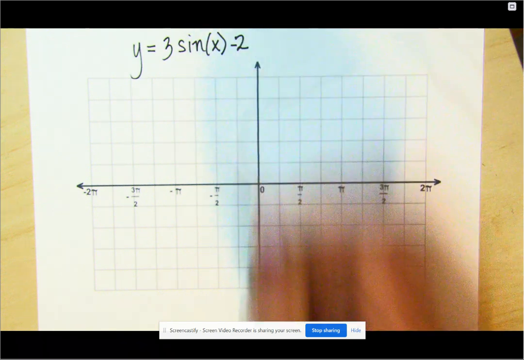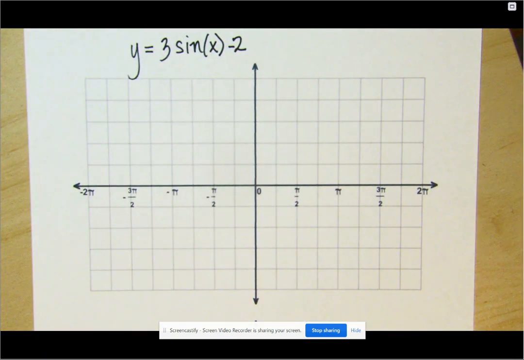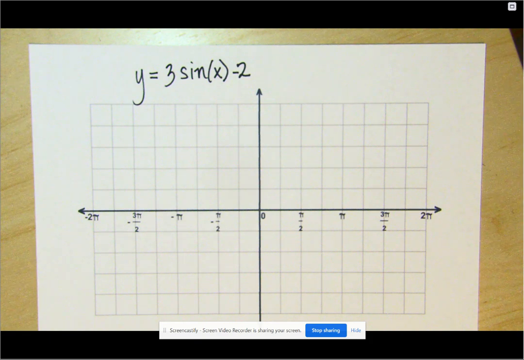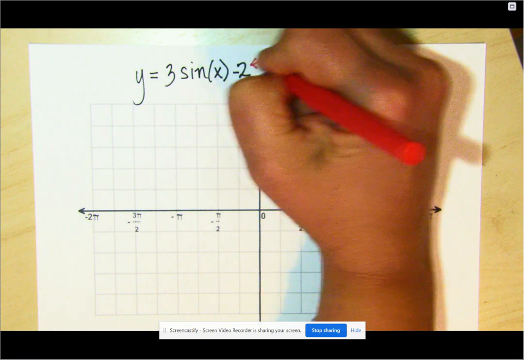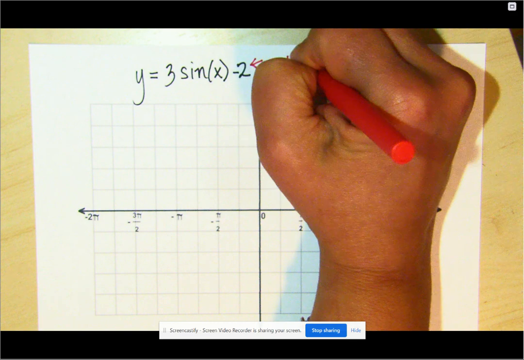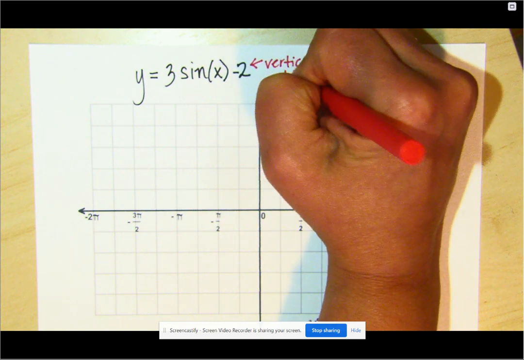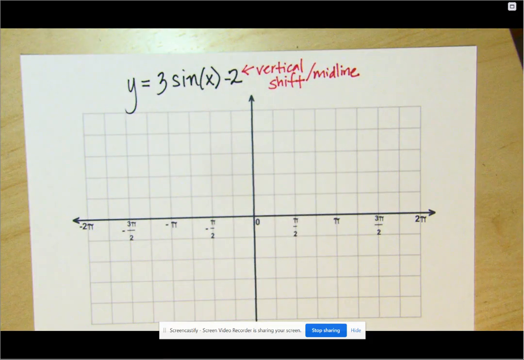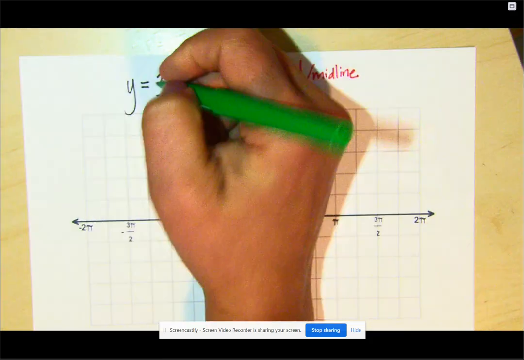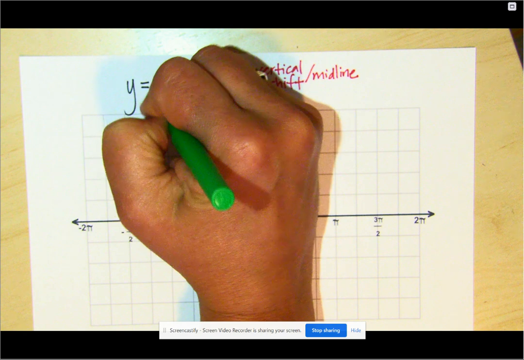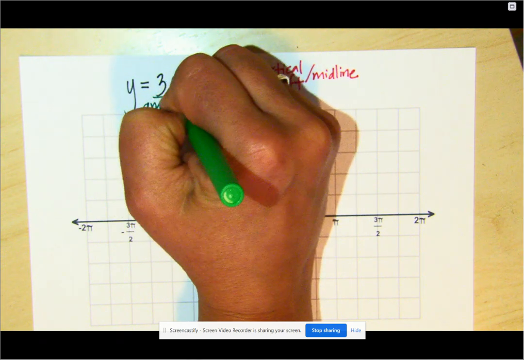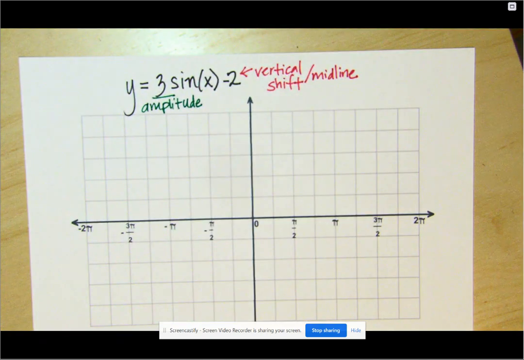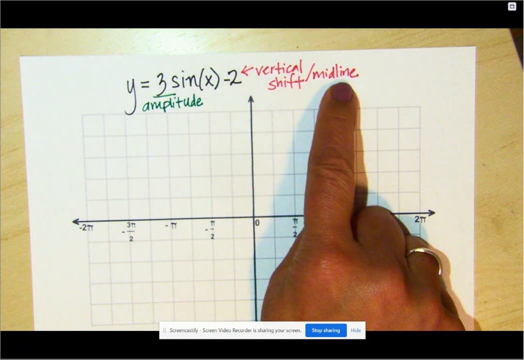minus 2. Okay, so last week you learned that this last number is the vertical shift or the midline. And then this first number in front of the whole thing is called your amplitude. And that is how far above and below this midline you go.